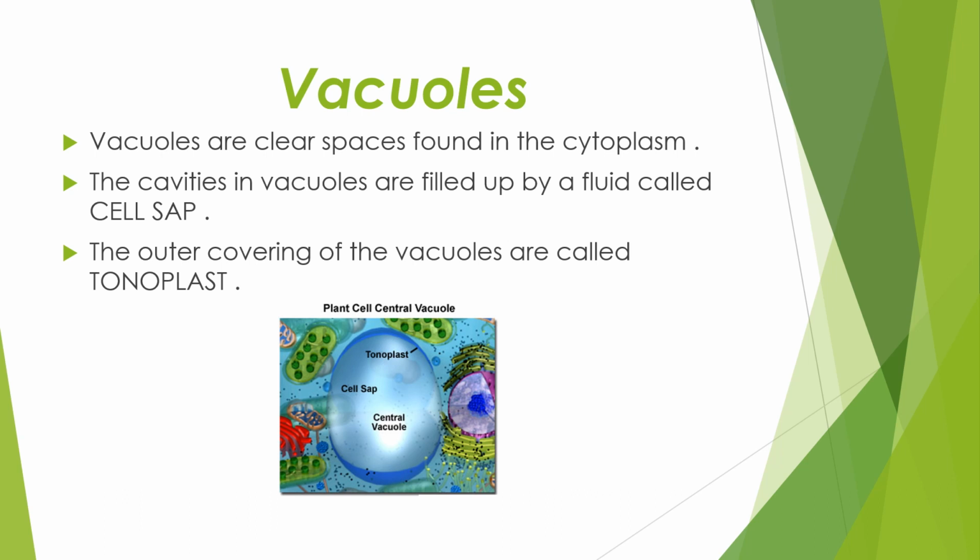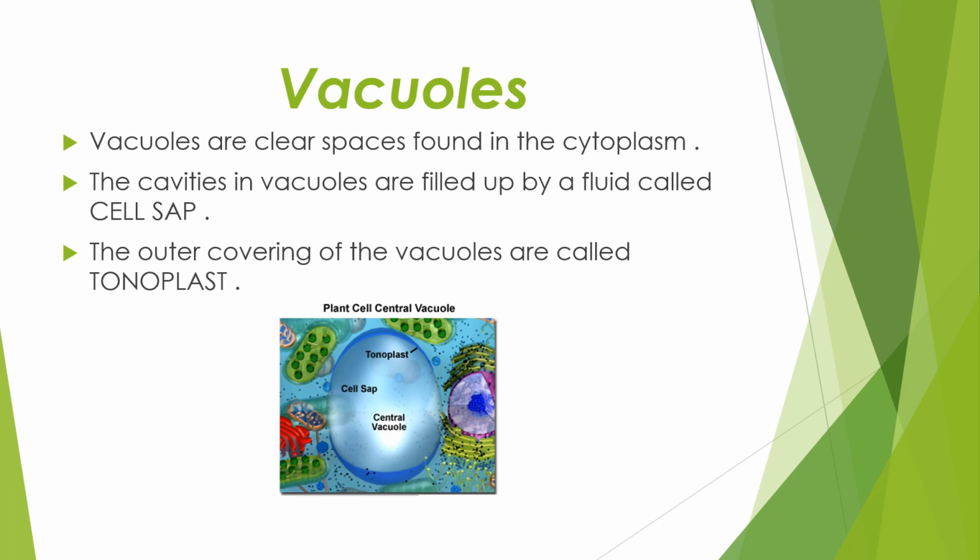Okay, remember this term, cell sap. It is a very important term. So what is cell sap? The fluid that is present inside the vacuole is called cell sap. The fluid present inside the cell, cytoplasm. Fluid present inside the nucleus, nucleoplasm. Fluid present inside the vacuole, cell sap.